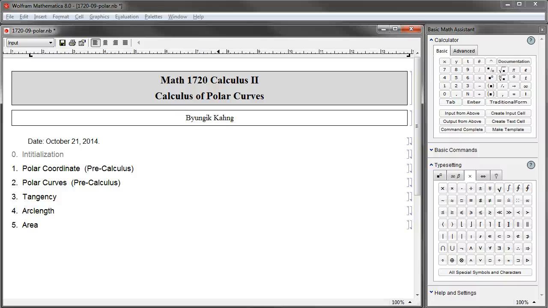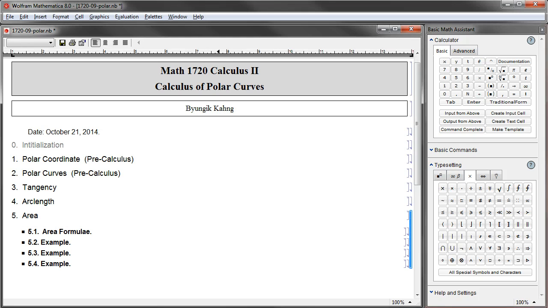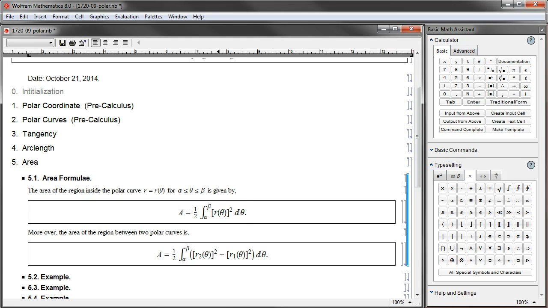The final section of this notebook happens to be the most important one. Let's talk about the area problems for polar curves. And the most important formula here is this one. The area inside a certain polar curve from angle alpha to angle beta is given by 1/2 integral alpha to beta of r squared d theta.